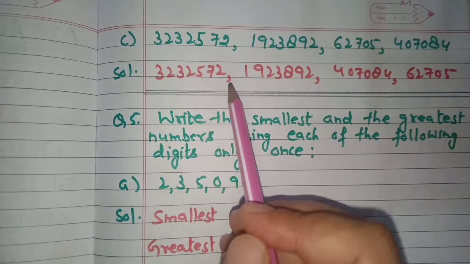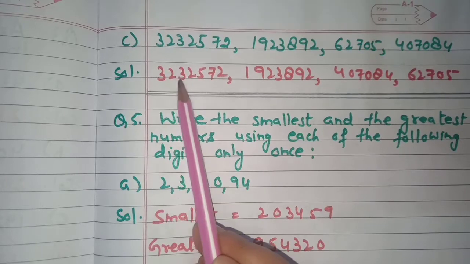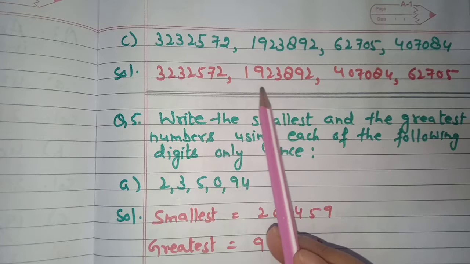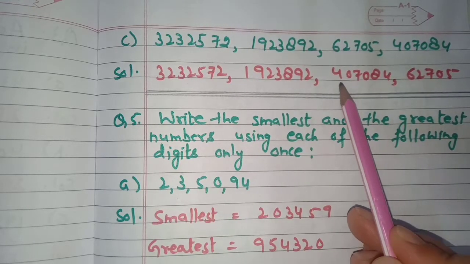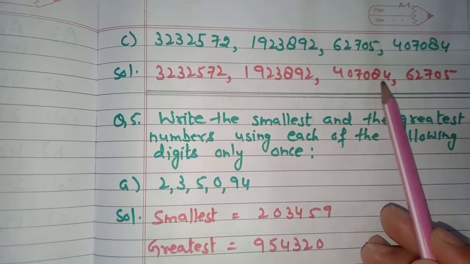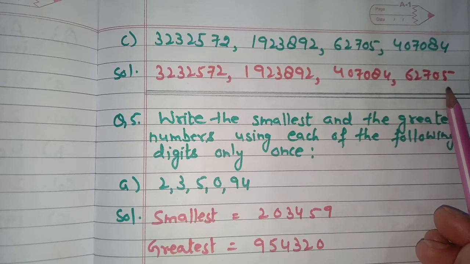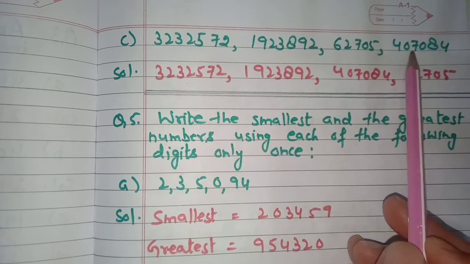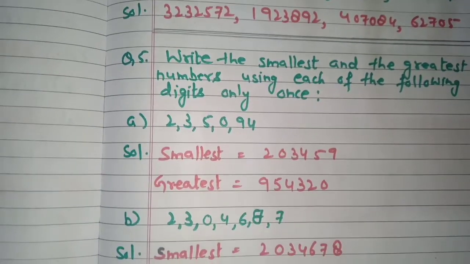Next is part C. So here let us see which one is the greatest one. So here we can see that 32,32,572 is the greatest one. Then comes 19,23,892. Then comes 4,07,084 and at last 62,705. For easily identifying the numbers, you can mention the places over them so that it becomes easier for you to just identify which one is greater and which one is smaller. Now let us do the next question.